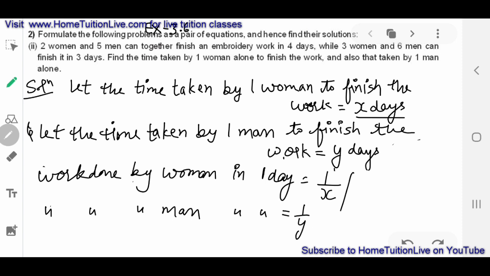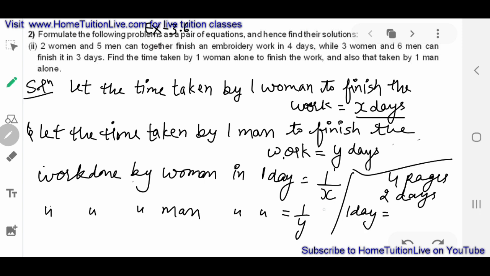We will understand it through an example. Suppose you have to write 4 pages in 2 days. So in 1 day, total work is 4 and number of days to complete this is 2, so in 1 day you type 2 pages. Same way, total work is 1 and total number of days is X for the woman. Also the total work is 1 and the number of days the man takes is Y. So 1 by Y, 1 by X.